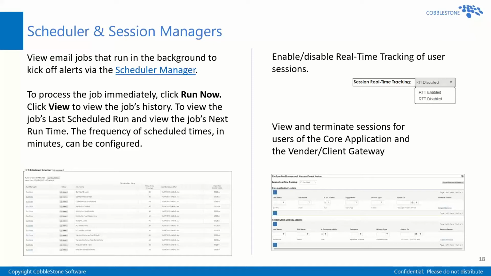We could choose to run a job immediately by clicking Run Now. If we click View for the line item, it gives us the history of when that job has run. Right in the middle, we've got the job name. Just to the right of that, we have the runs every in minutes. We can just see how frequently that job is set to run.